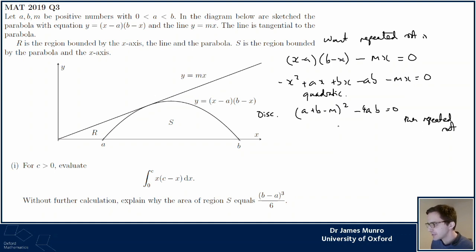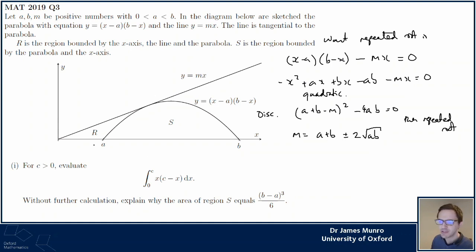Okay, let's try and solve this for m. M only appears once, so it's not too bad. I think if I solve this, I'll get m is a plus b plus or minus 2 root ab. Okay, and I need to think a little bit about whether I want the plus root or the minus root.